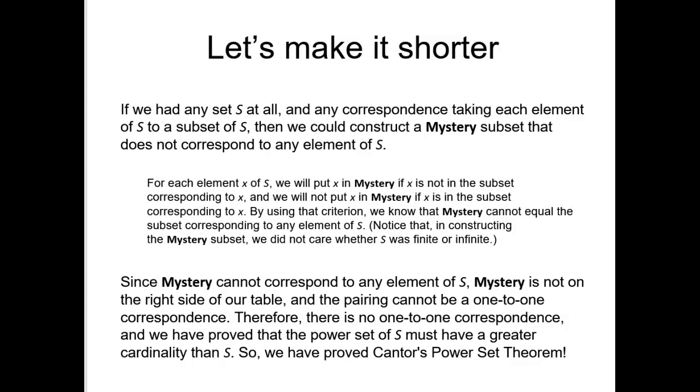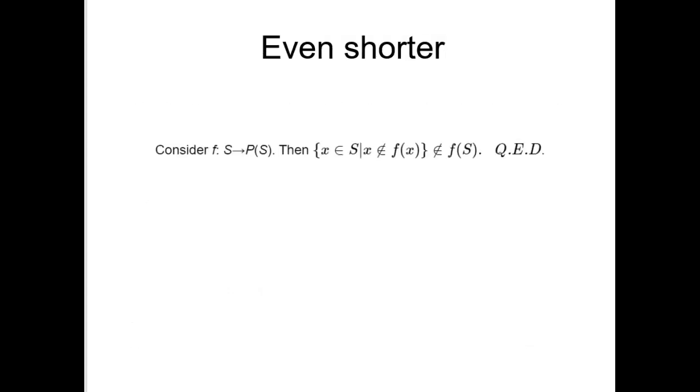And you know what? We can even make it even shorter. Which goes to show that something being short doesn't mean it's better, because if I had put that on the screen earlier, even now, it doesn't make sense. But what this is saying is: consider a pairing from S to the power set of S. Then the particular subset consisting of all elements X in S such that X is not an element of the set corresponding to X under the given pairing is not paired with any element of S. QED just means the proof is over.